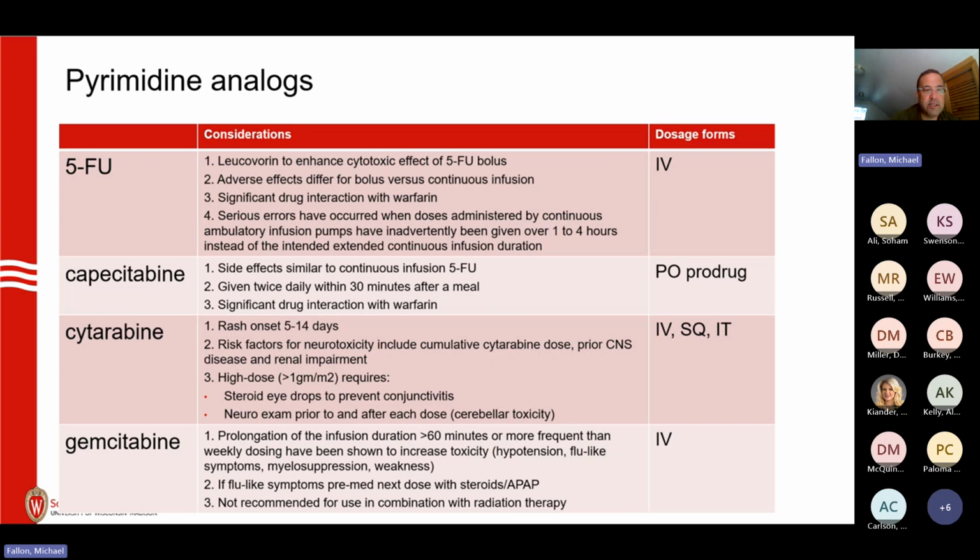Considerations for these agents are listed here. And yes, cytarabine, which is one of the most commonly used drugs, mostly in the heme setting. Rash onset 5 to 14 days is probably the most common adverse effect, maculopapular upper body in nature. And then high dose requires neuro exams. As of now, we still admit patients for high dose. Some other centers will watch closely at a hotel locally, but we don't have that capability yet.